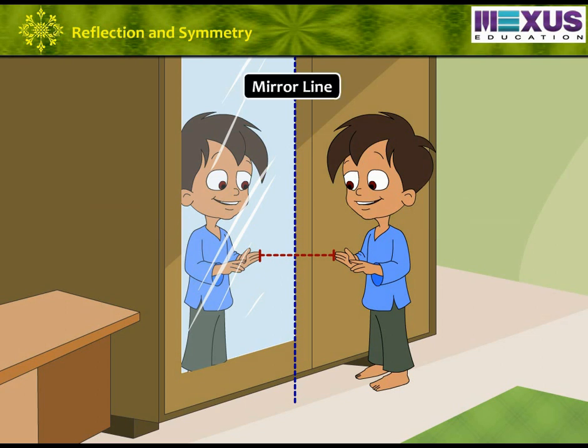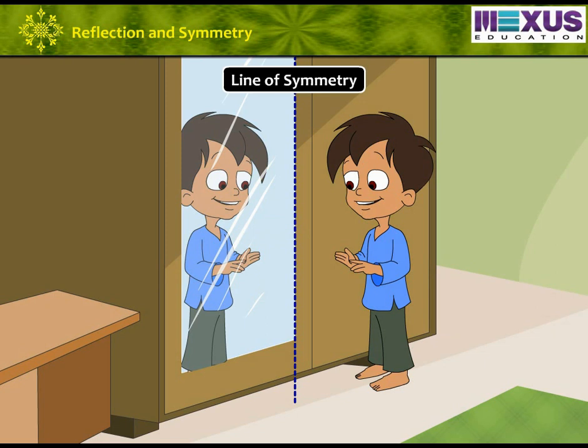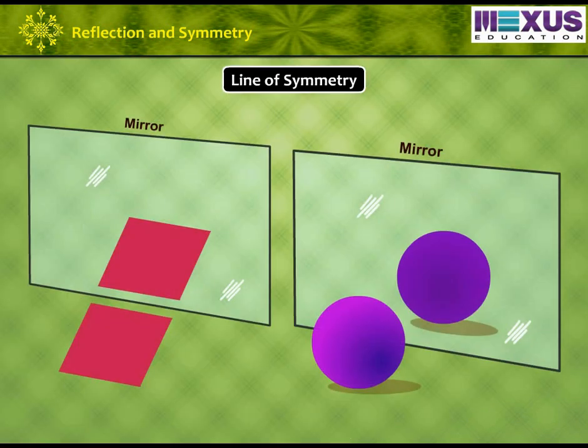This is called mirror line. You can see that your left and the right sides appear inverted in a mirror. It shows mirror symmetry, with the mirror line being the line of symmetry. The line of symmetry is related to mirror reflection. An object and its mirror image are equal in shape and size.